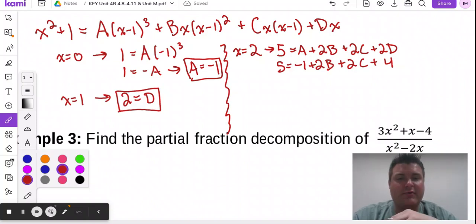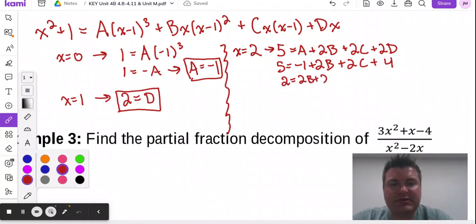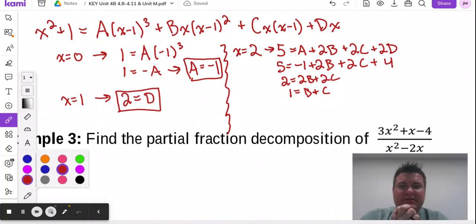So if I subtract 4 from both sides and then add 1 to both sides, let's see what I get here. I think I get 1 equals B plus C. So I'm going to subtract 4, and so I'm going to get 2 equals 2B plus 2C. Divide everything by 2. I'm going to get 1 equals B plus C. So if I find B, I can plug it into here to easily find C. Okay, fantastic. Let's go ahead and use the next number.